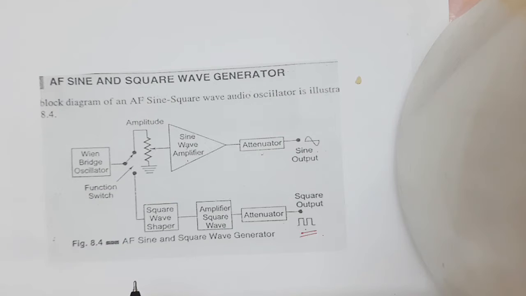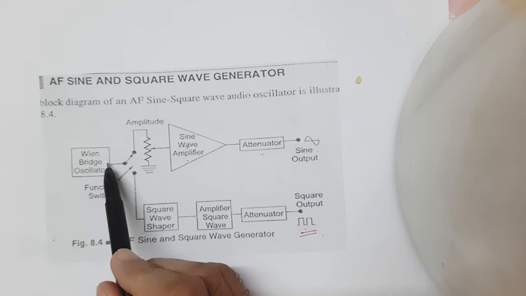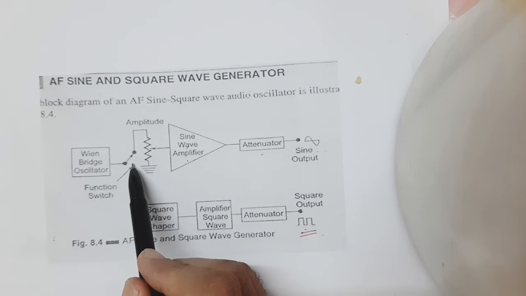The frequency can also be changed in steps by switching the resistor to a different value. Again, we can change the resistor and the frequency will be changed. The output of the Wien bridge oscillator goes to the functional switch, whether we are getting the sine wave or the square wave.